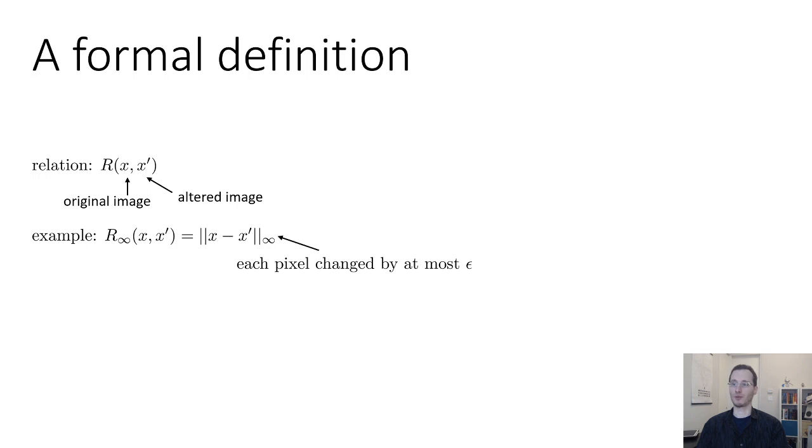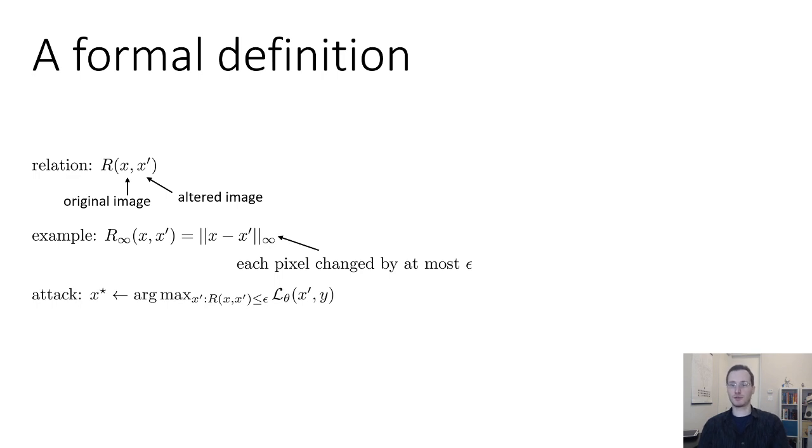So if x and x' are vectors, you take the difference for every dimension, and then you take a max over the dimensions of the absolute value of the difference. Intuitively, that just means each pixel can change by at most epsilon. So changing one pixel by epsilon doesn't exhaust your budget. You can still change another pixel by at most epsilon, but none can change by more than epsilon.